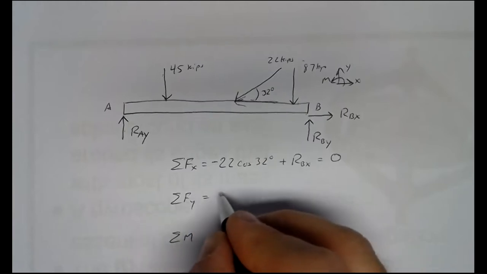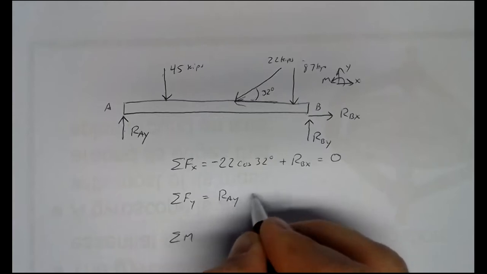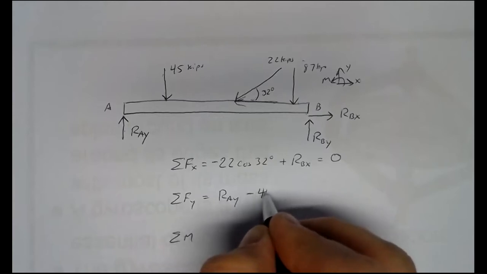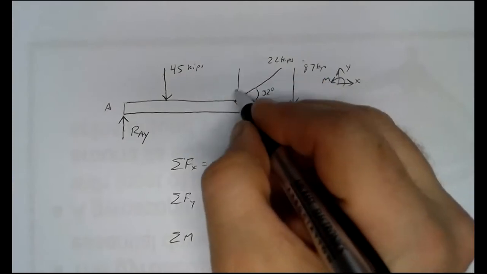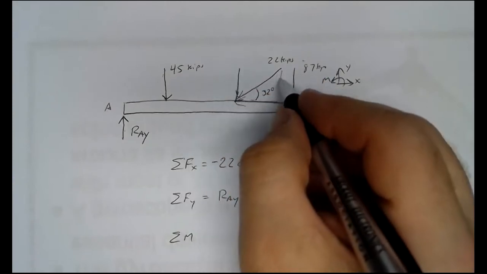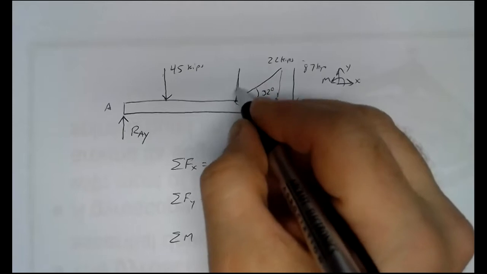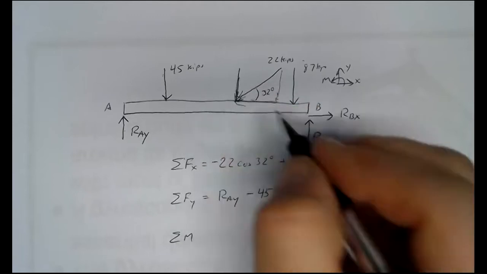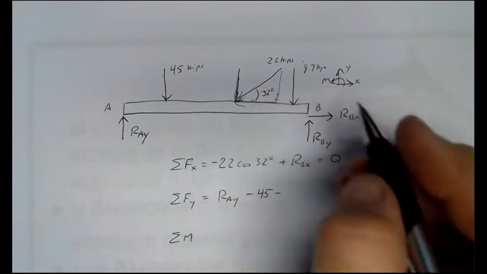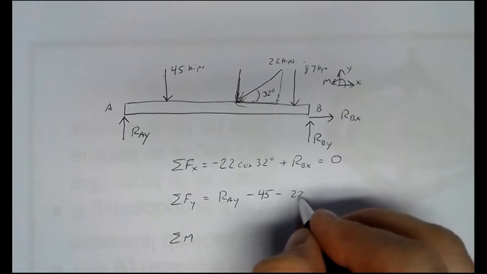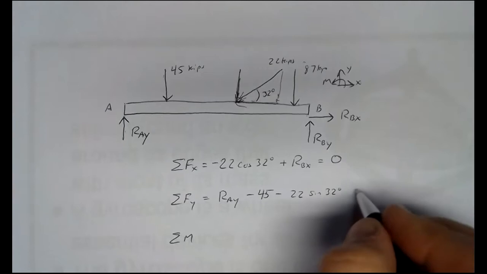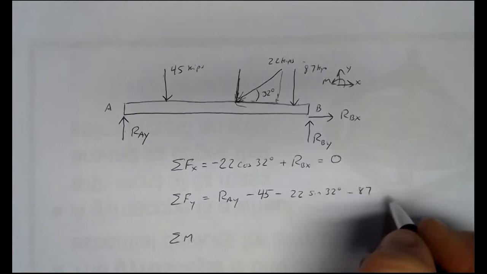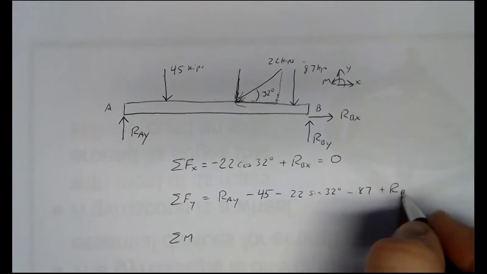For the y direction, we'll have RAY up, so it's positive, down 45 kips, down the opposite side, that'd be the same as this length here, but applied at the same point of contact. So that's going to be 22 sine 32 degrees minus 87 plus RBY.